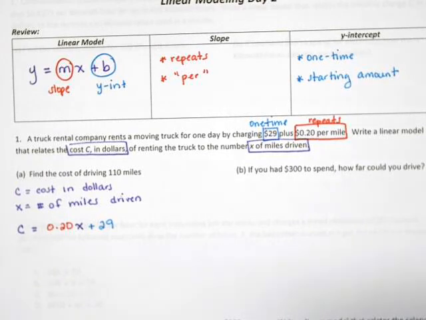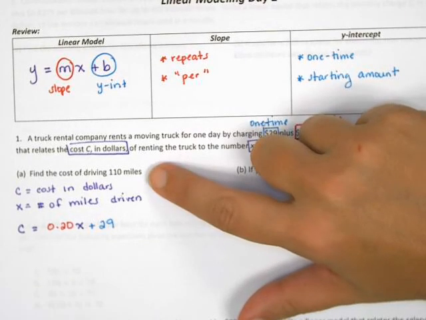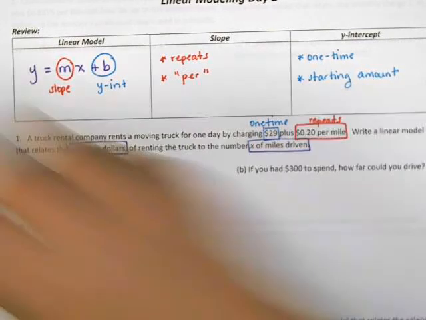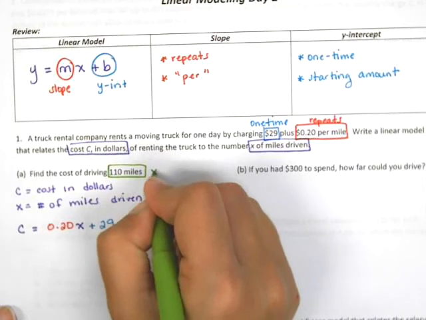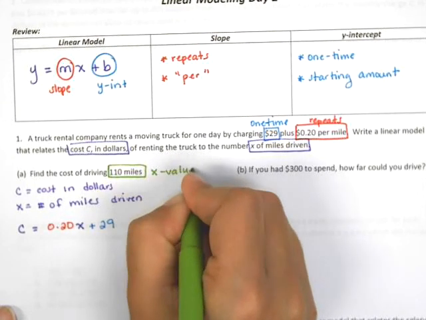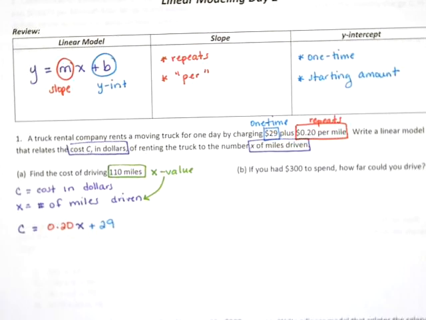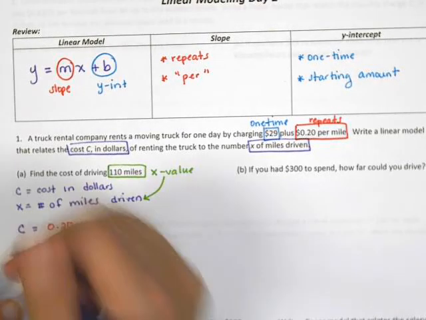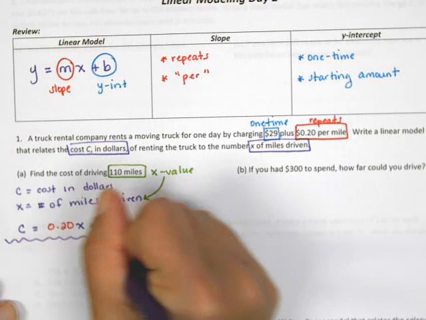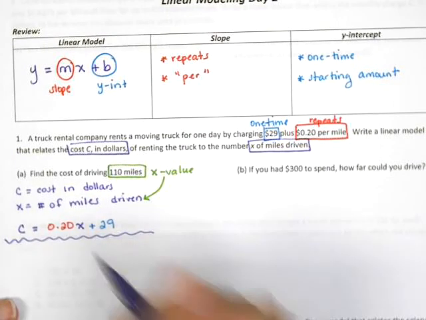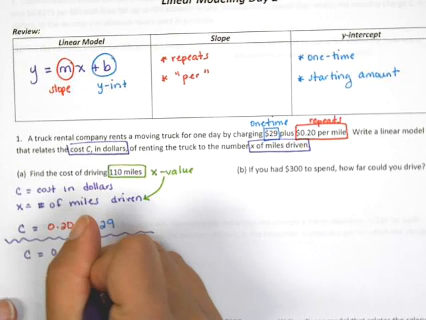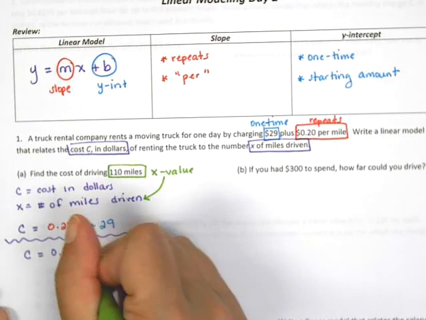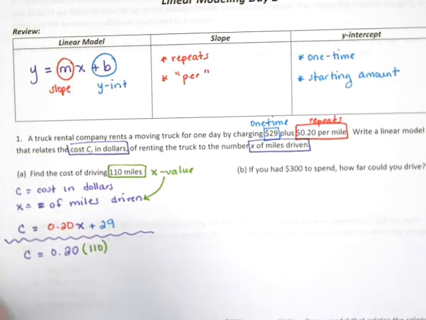After I write that equation, it says find the cost of driving 110 miles. Now 110 miles is going to be an X value because X represented the number of miles driven. So what I'm going to do is use this equation and substitute the number 110 instead of X. So C will equal 0.20 times 110 plus 29.